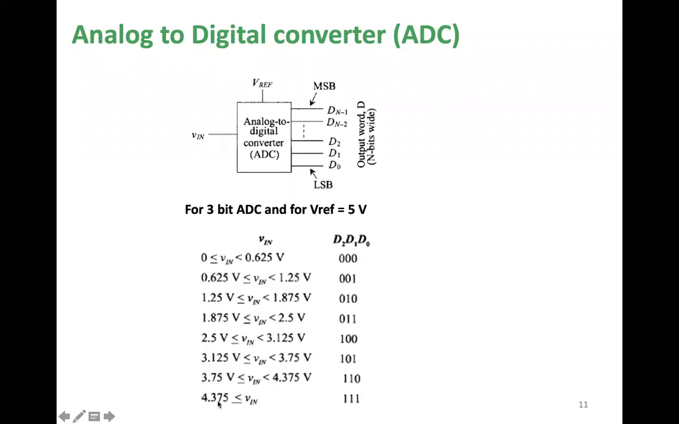If this 4.375 is less than or equal to V in, then we'll be getting the value 111, right? The reference again here is taken as 5 volts, and this comparison will happen between the input and the reference voltage.